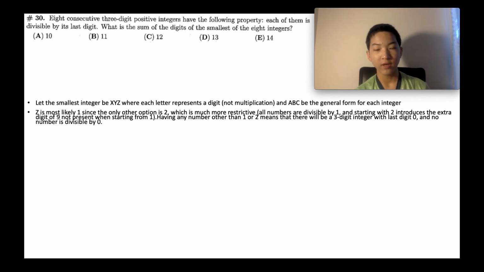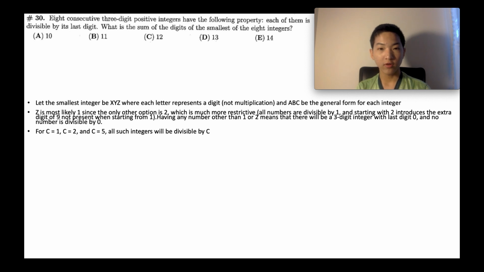So having any other number other than 1 or 2 means that there will eventually be a 3-digit integer with last digit 0. And no number is divisible by 0. So let's say we start with 3. We have first number ends with 3, second number ends with 4. But by the time we get to the 8th number, it'll end with 0 because it'll go from 9. So let's just say we start with 123. The 7th number will be 129, and the 8th number will be 130. But 130 is not divisible by 0.